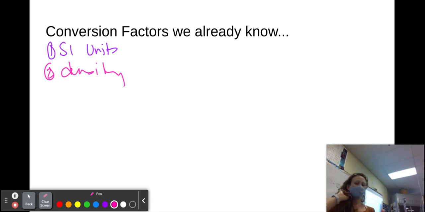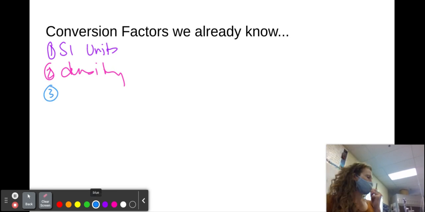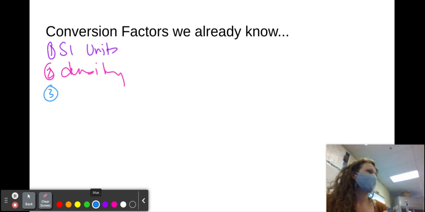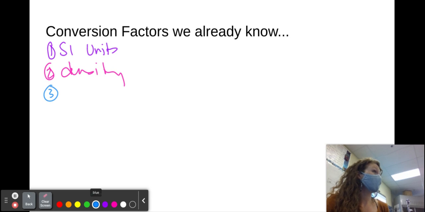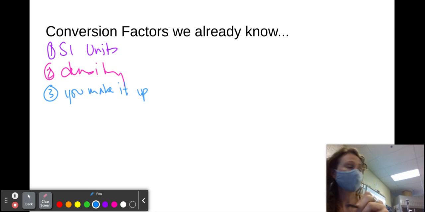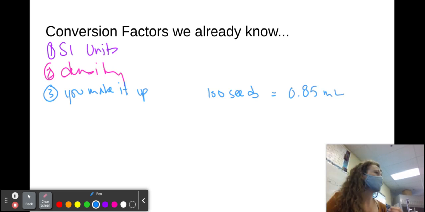there's one more that's kind of common before we get into the chemistry stuff. And you might not want to make a card for this. You might just want to keep it in the back of your mind. If there is a conversion factor that you can make up for your context, you can use it. Like yesterday when we did the millet seeds, 100 seeds was equal to 0.85 milliliters. We actually made that up ourselves.